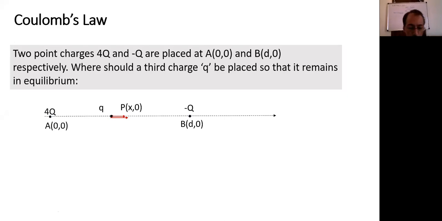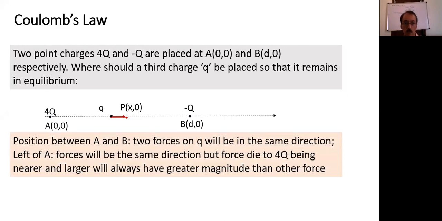See, suppose a small q can have the same sign as capital Q. It can have the opposite sign of capital Q. Are you following so far? If I assume the sign of small q is the same as capital Q, then what will the force be between the charge at A and the charge at P if both are of the same sign? Repulsive, towards the right. And the force between the charge at P and B will be attractive. Basically, both will act in the same direction. Between A and B, forces on Q will be in the same direction.